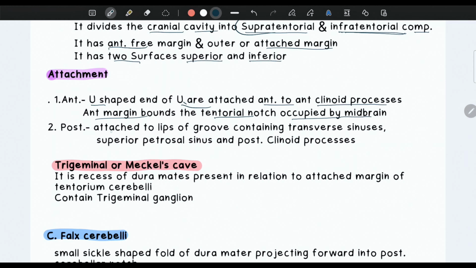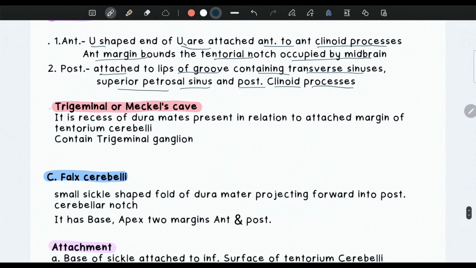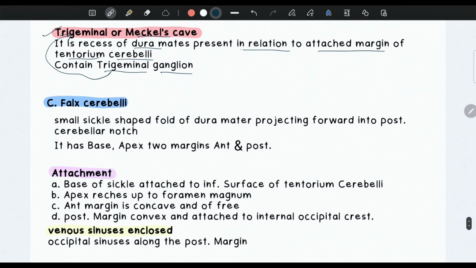Then the posterior margin is attached to the lip of the groove containing the transverse sinuses, the superior petrosal sinuses, and the posterior clinoid processes. And then there is a structure called the trigeminal or Meckel's cave. It is a recess of dura mater present in relation with the attached margin of tentorium cerebelli. It contains the trigeminal ganglion, so it is called the trigeminal or Meckel's cave.